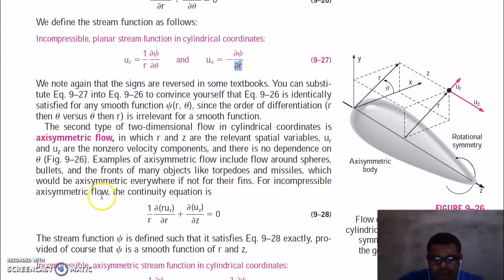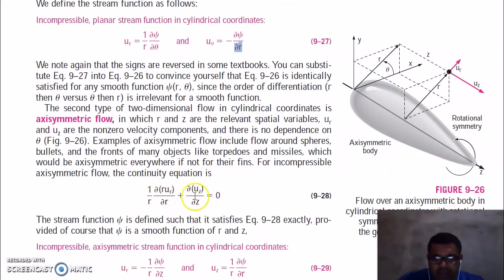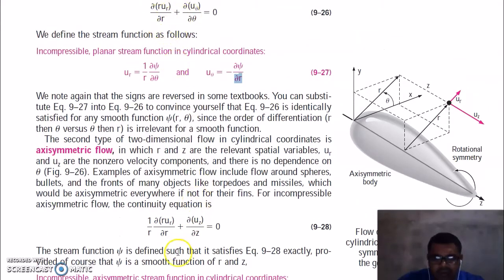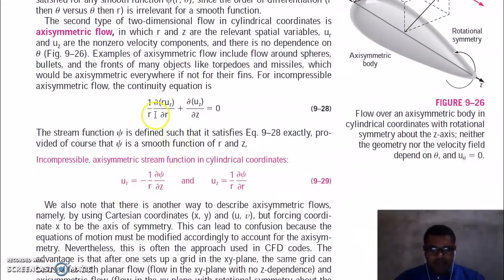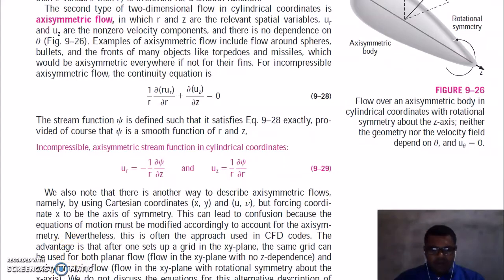For incompressible axisymmetric flow, the continuity equation reduces to this form: 1 by r del (r ur) by del r plus del uz by del z is equal to 0. Now in this equation again we have to define the stream function. Here, ur is equal to minus 1 by r del psi by del z, and uz is equal to 1 by r del psi by del r. So we define ur and uz in a way that when you put these values in this equation, it is satisfied and you get 0 on the other side of the equation.